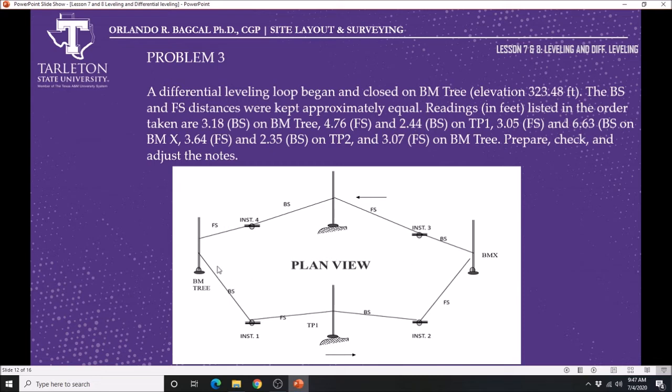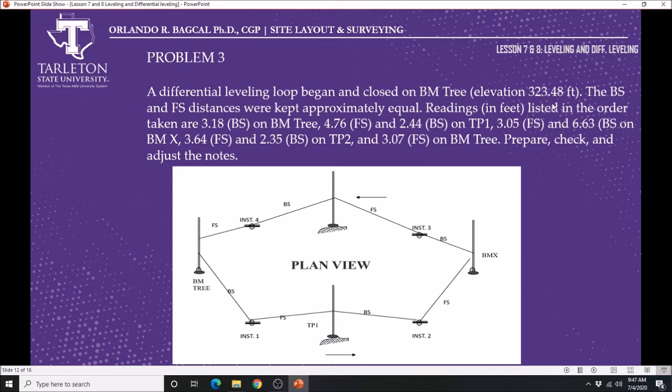So again, this is a closed loop beginning at benchmark 3, and you are interested in determining the elevation at benchmark X. All right, so we have given here all the information, but in your case, don't do this one. I advise you to draw the diagram and put in those numbers as you move on into your setups.